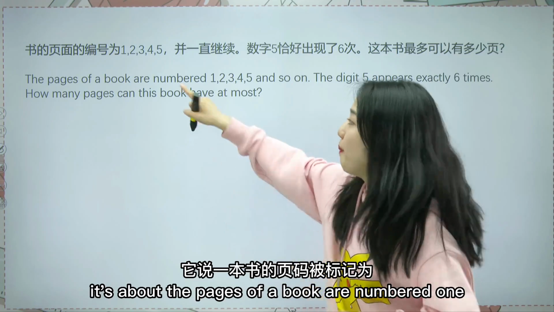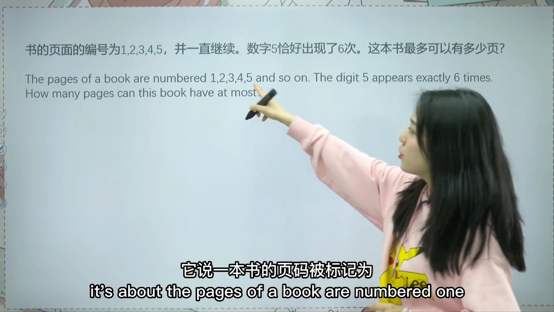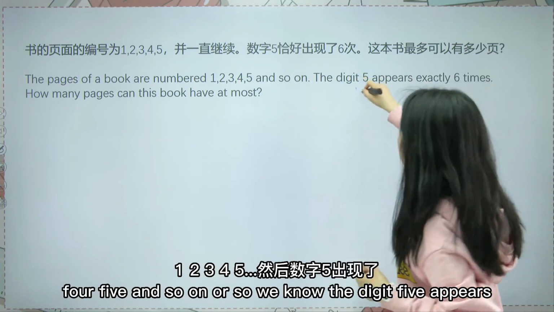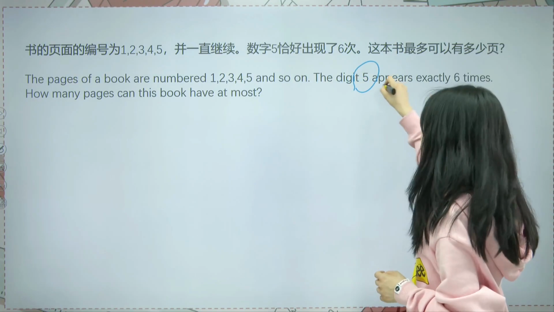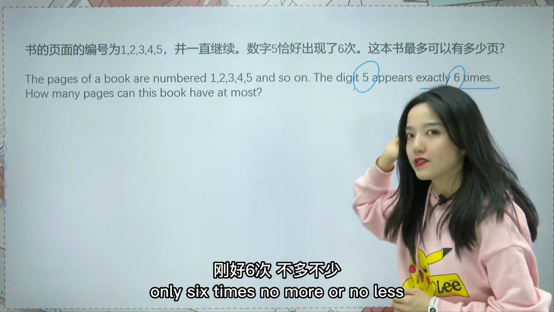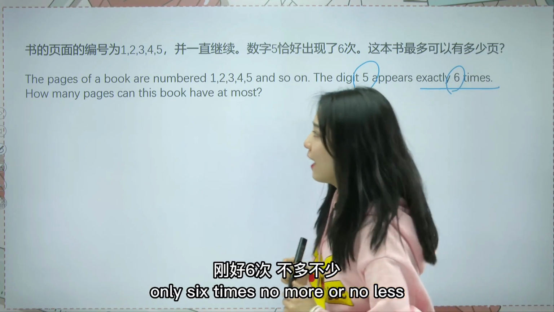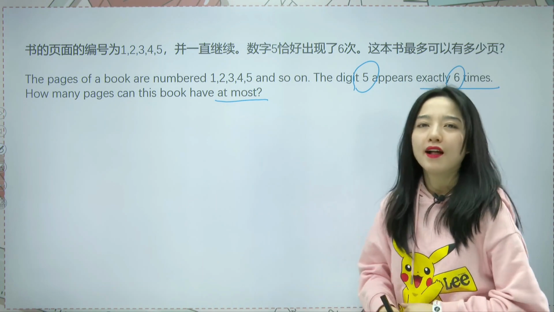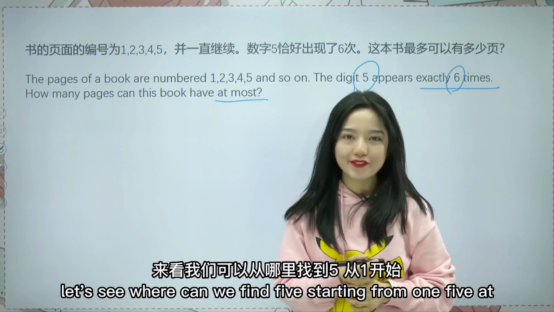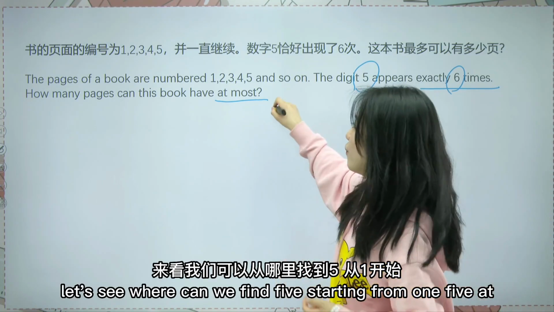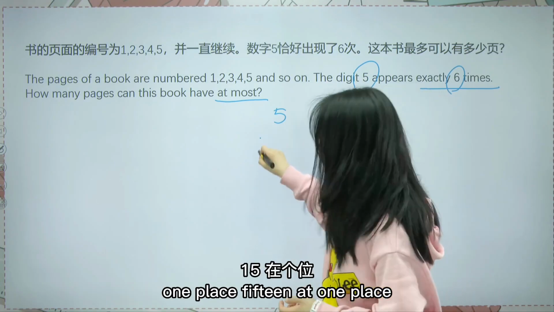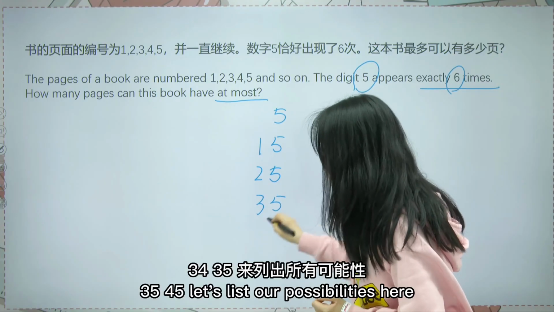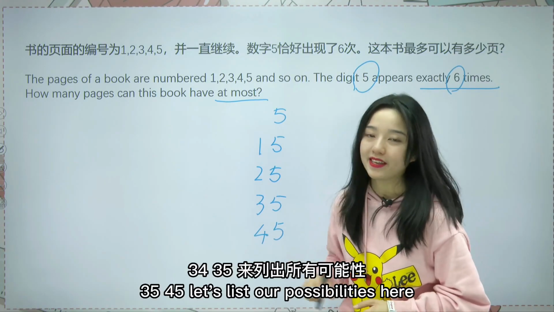It's about the pages of a book numbered 1, 2, 3, 4, 5, and so on. Also, we know the digit 5 appears exactly 6 times. Only 6 times, no more or no less. And how many pages can this book have at most? Let's see, where can we find 5? Starting from 1. 5 at one's place. 15 at one's place. 25, 35, 45. Let's list all possibilities here.